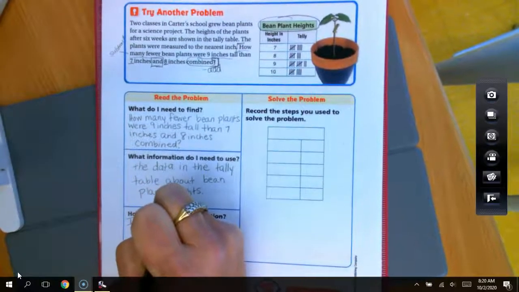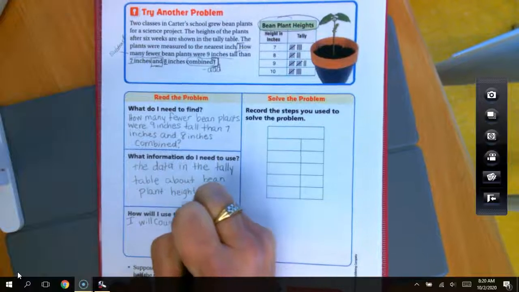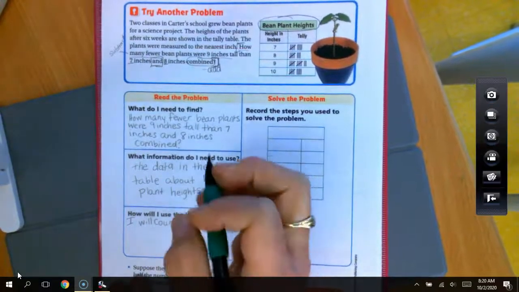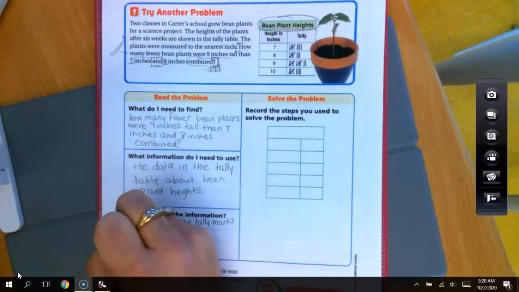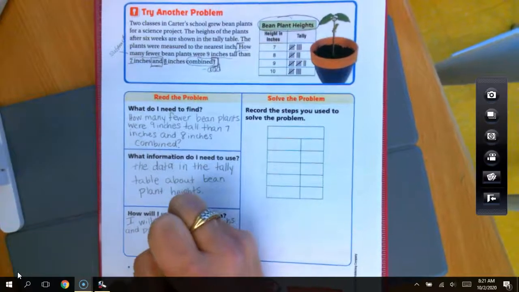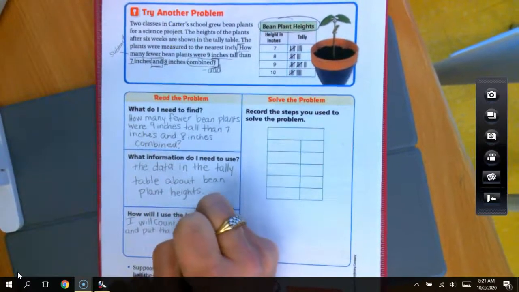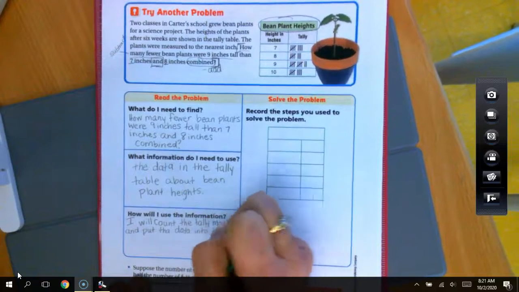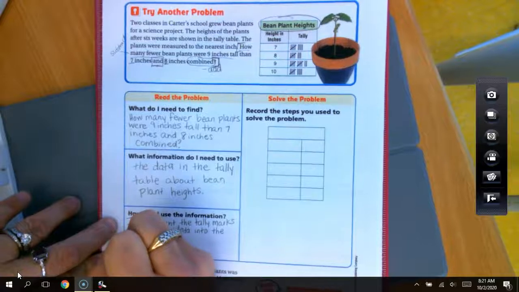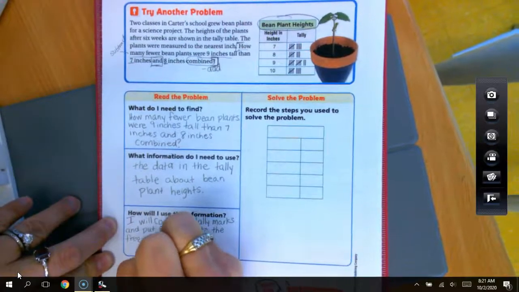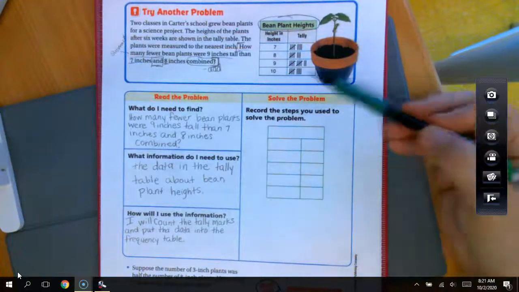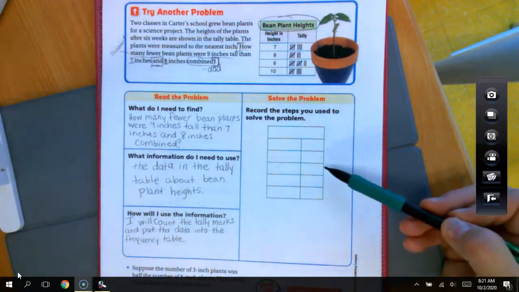I will count the tally marks and put the data into the frequency table. So that's my first step, changing this tally table into a frequency table.